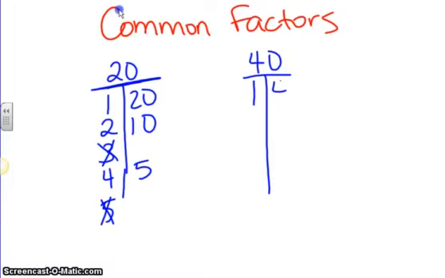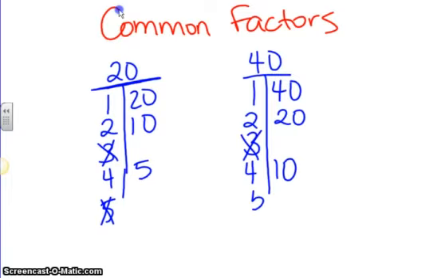For 40, I have 1 and 40, 2 and 20, 3, nope, 3 does not go into 40, 4 and 10, 5 and 8. Does 6 go into 40? Nope. 7 does not go into 40, and I stop at 8 because my numbers are repeating.